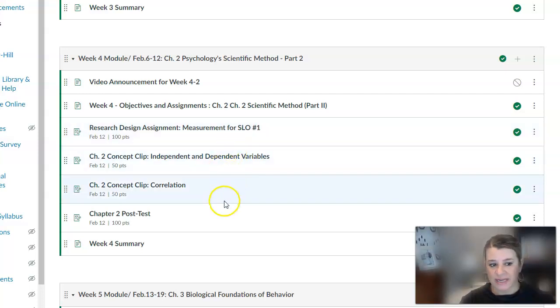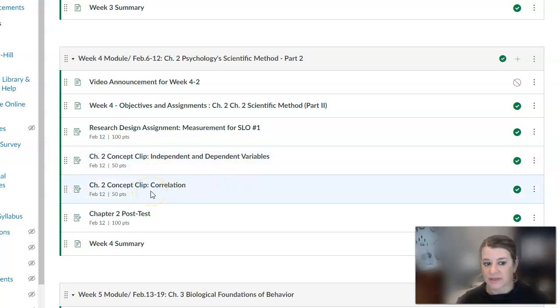And you have 2 Connect assignments, 1 concept clip on independent and dependent variables, which is part of experimentation. So when you run a study that is experimental, you need to make sure that you have your variables defined, and there's a difference between your independent and dependent. So this exercise will help you on that.